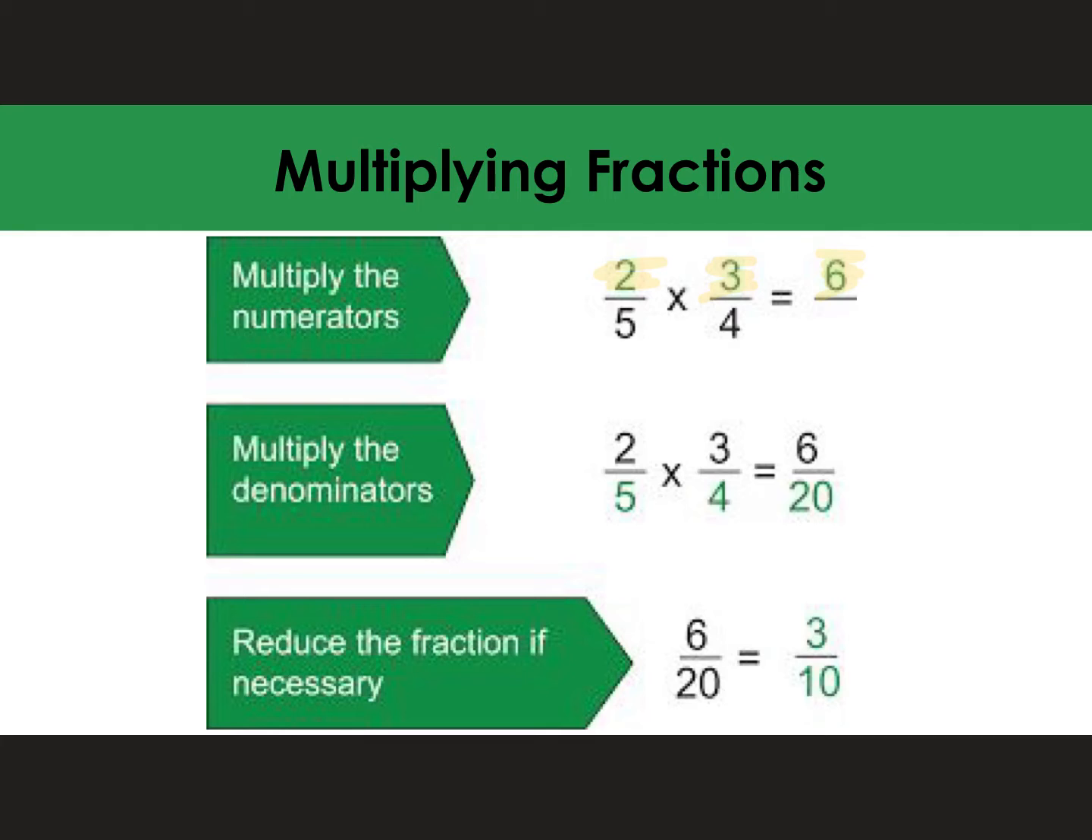And then multiply the denominators. The 5 times the 4, which equals 20. So we have 6/20. And then we're going to reduce the fraction if necessary. So this is like finding the greatest common factor, a number that can divide both the numerator and the denominator. We divide them both by 2. So we divided the 6 by 2, the 20 by 2, and we get 3/10.